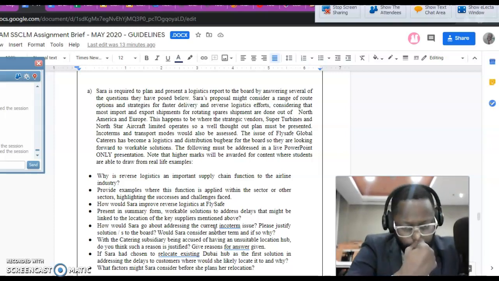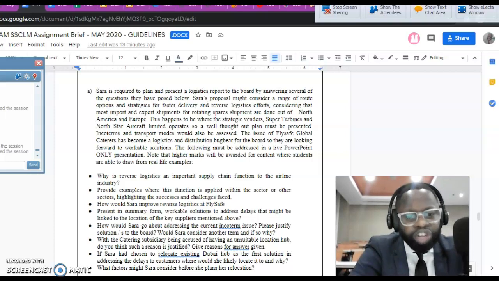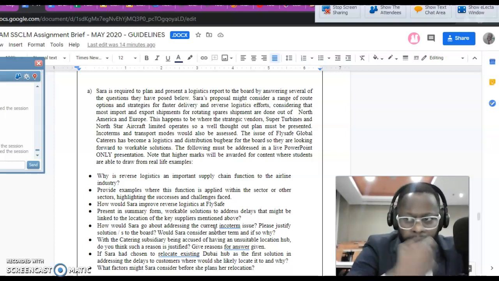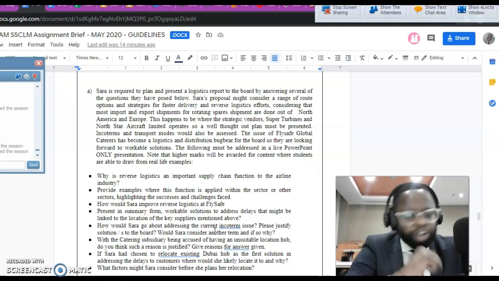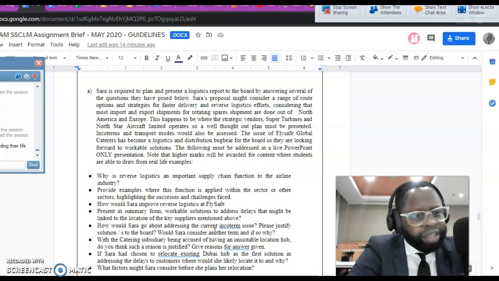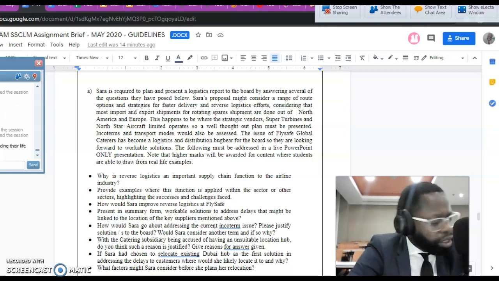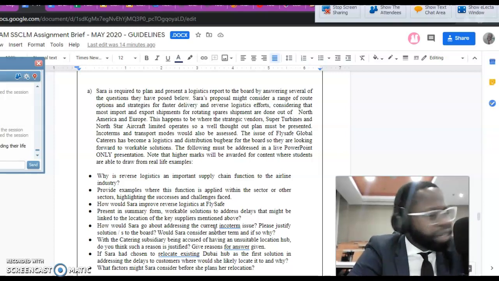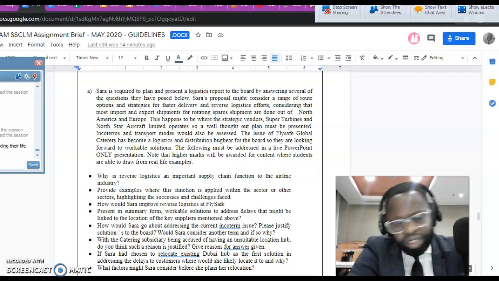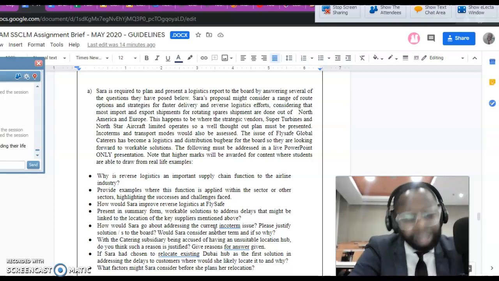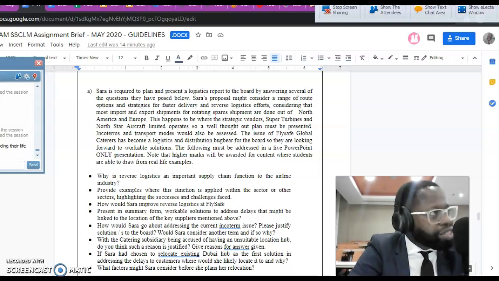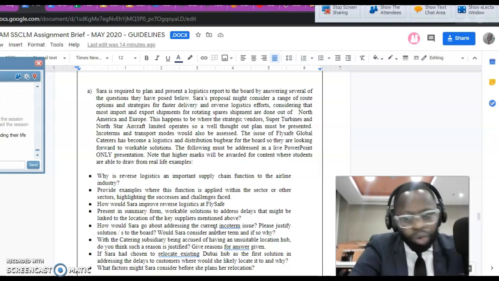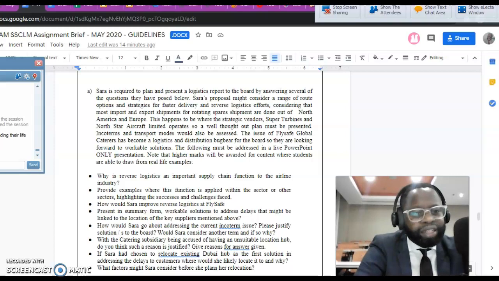Another solution, some students suggested, is to relocate. Currently, where are the global caterers located? In Saudi? No, I think they're located in Dubai. And some students suggested that they should relocate to Saudi and other parts. Yes, they're in Dubai.